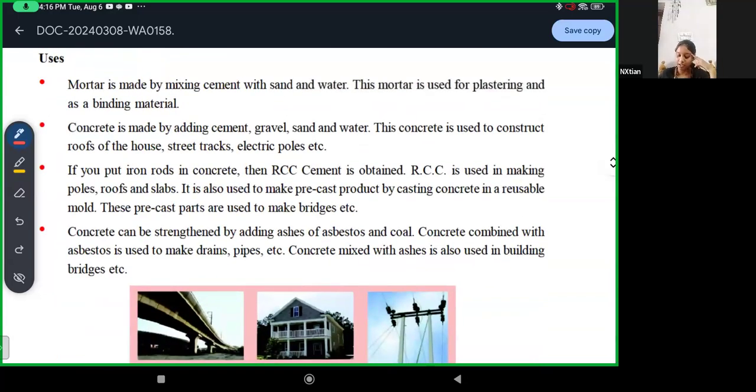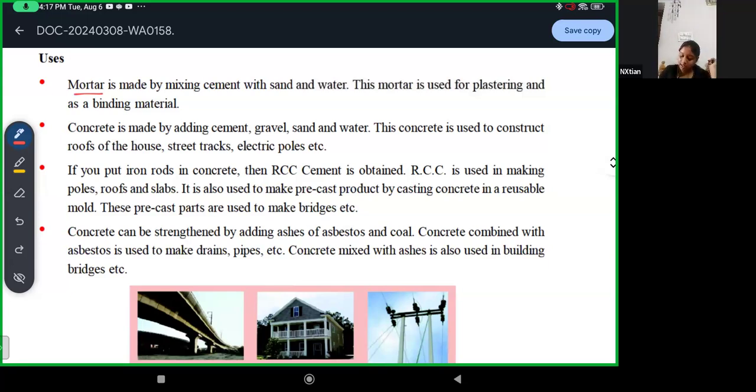Now, the uses of cement. Mortar is made by mixing cement with sand and water. This mortar is used for plastering and as a binding material. You've seen that substance they use in between bricks when they make walls, to stick the bricks together. Yes, to stick the bricks together. So it's known as mortar. It is used for plastering and as a binding material.